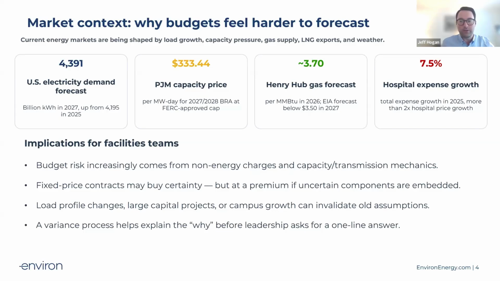So as we move into the rest of the presentation, keep this in mind. The goal is not a perfect prediction. The goal is better attribution. If we can explain what changed and why, we can make better decisions about operations, procurement, projects, and budgets.